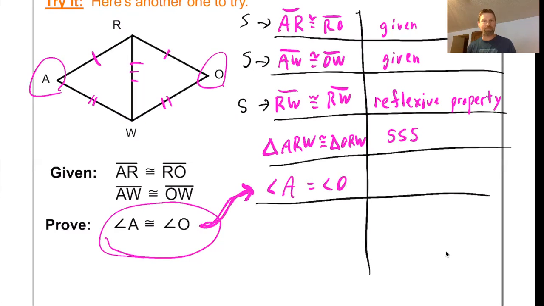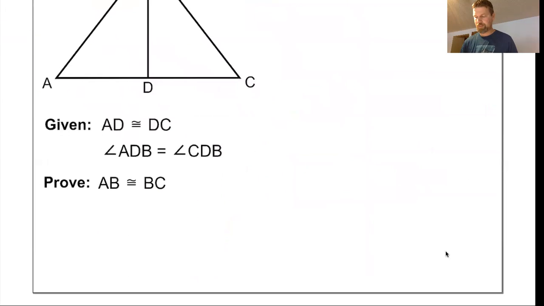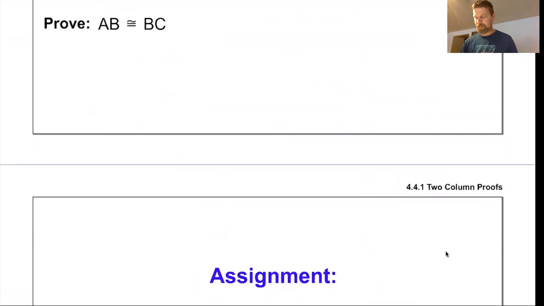How did I know that? Well, I knew it because the triangles were congruent, so all of their parts are congruent. That had the fancy shortcut, CPCTC. There is my proof. All right, we're gonna work through one more and then you're gonna try some on your own.